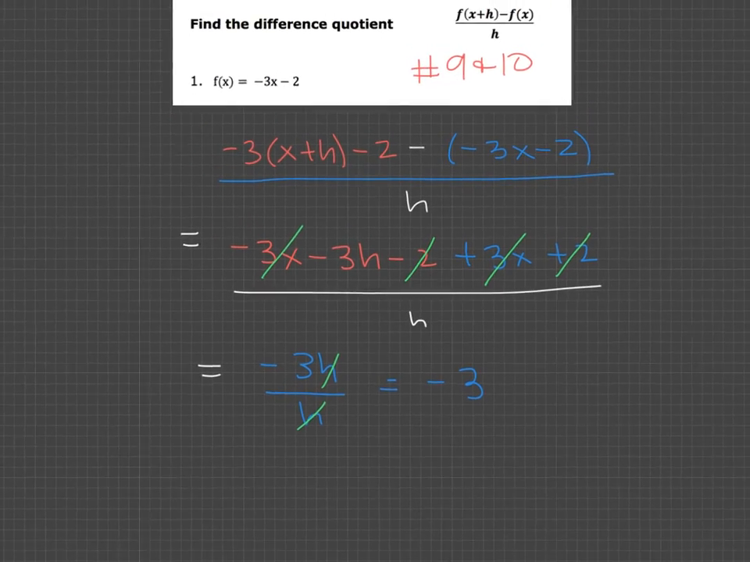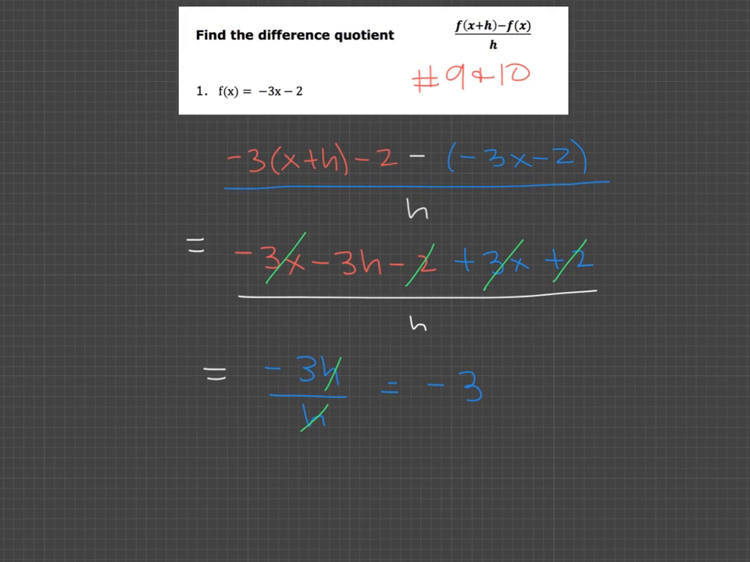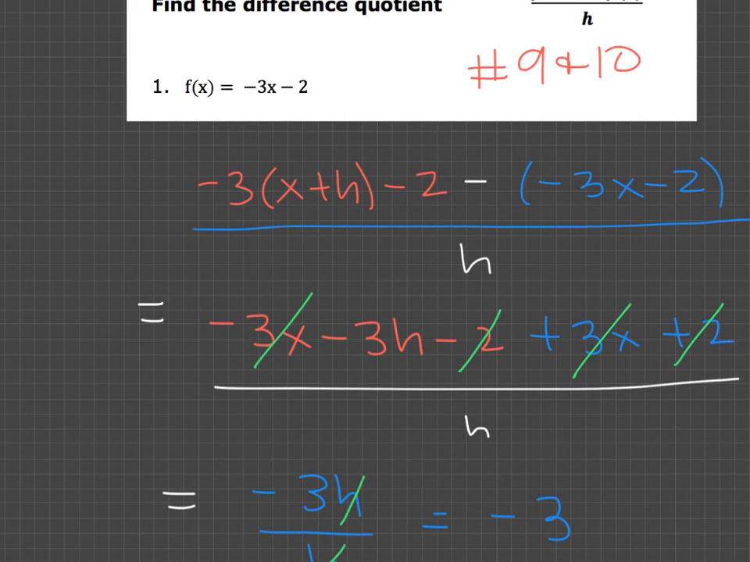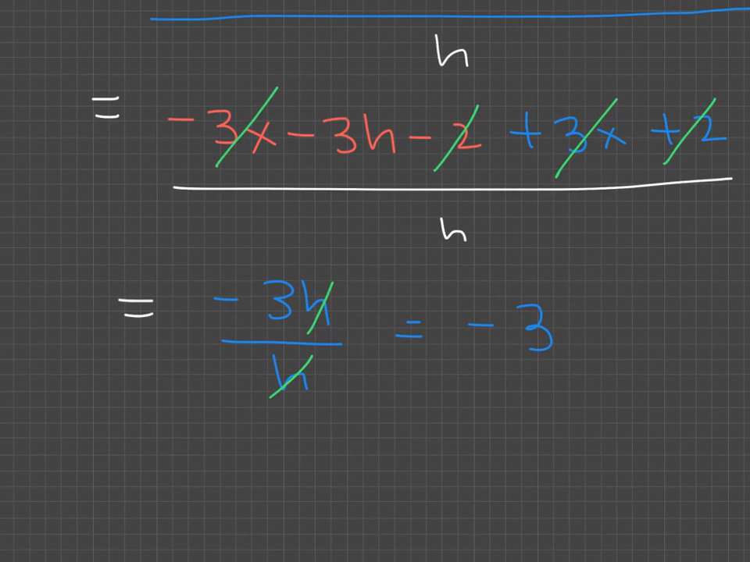Now, I do want to point out that if we look at our original function, we have negative 3, and this is a linear function, and that is the slope. And that is exactly what the difference quotient gives us. For a line, the slope is constant, and so we get a constant. That is just the slope of the line.